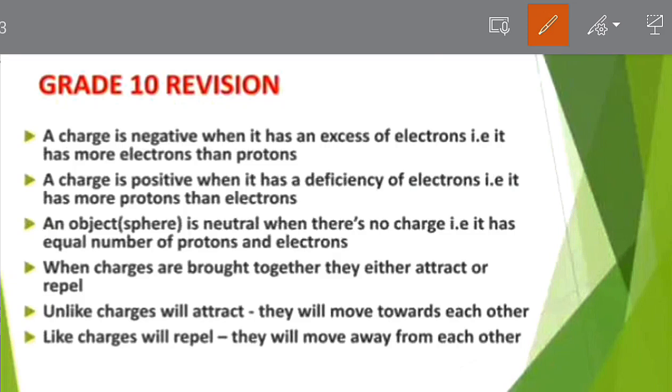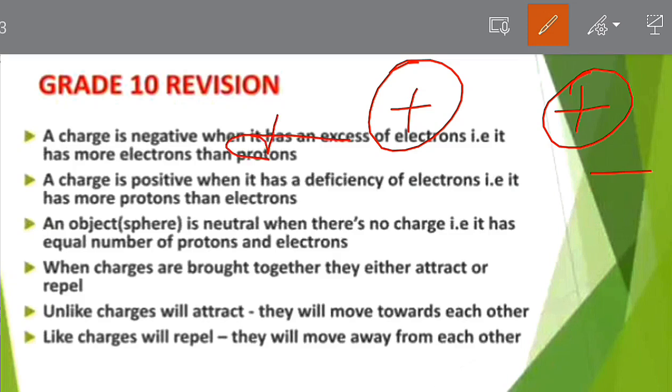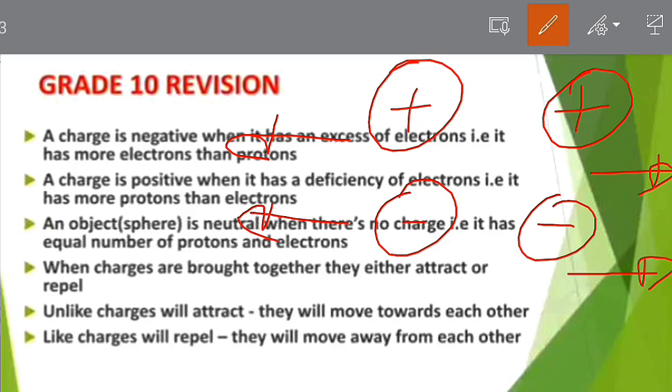So in other words, we're saying if you have a positively charged sphere and another positively charged sphere, because these ones are like charges, right? The charges are the same. What will happen? We expect them to move away from each other, right? So we say like charges repel. So again, if you have a negative charge and a negative charge, still these charges are the same, they're like charges, so they will move away from each other. That moving away, we call it repulsion, right?